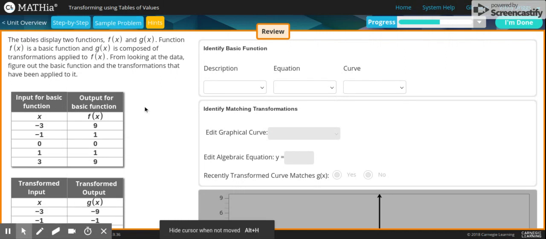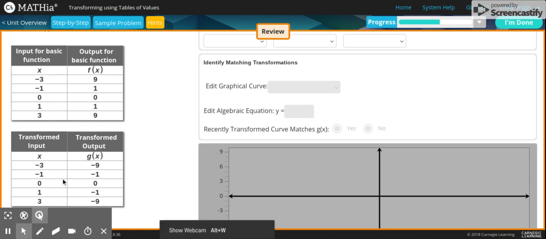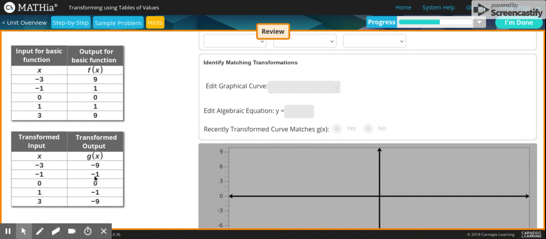So as we can see, it says the same thing, so we have to look at the different charts, and we can see over here that this is -3, -1, 0, 1, 3, and then the same as the one below is -3, -1, 0, 1, 3. But when we look at this one, it says 9, 1, 0, 1, 9. But this one says -9, -1, 0, -1, -9.